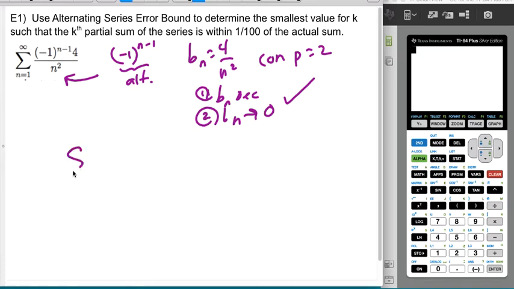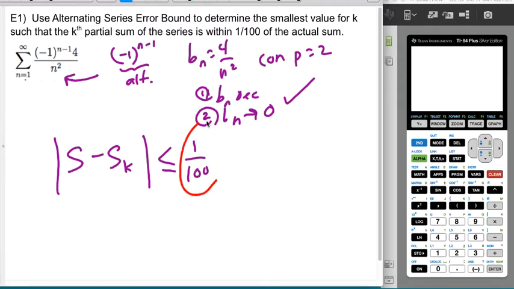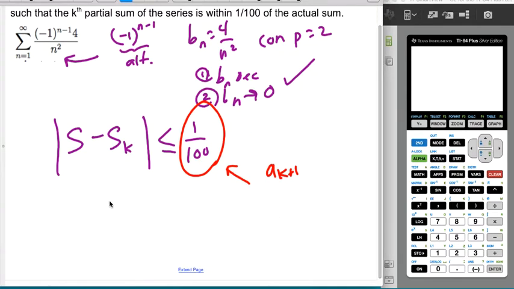What that's saying is the actual sum minus s sub k is less than or equal to 1/100th. Basically, that's saying that this is the a sub k plus 1 term. That's what's happening here. We're using the alternating series error bound. So a sub k plus 1 would be negative 1. I don't really need the negative 1 because it's in an absolute value, right? So this is the absolute value of a sub k plus 1.